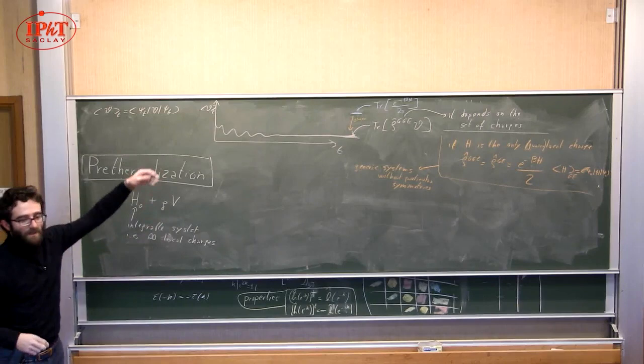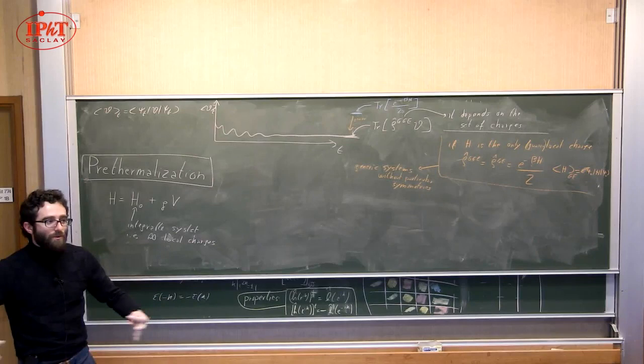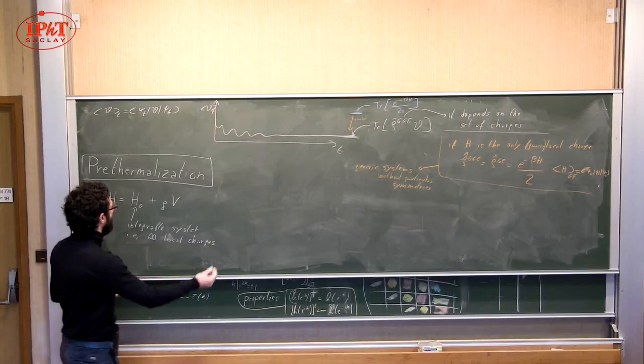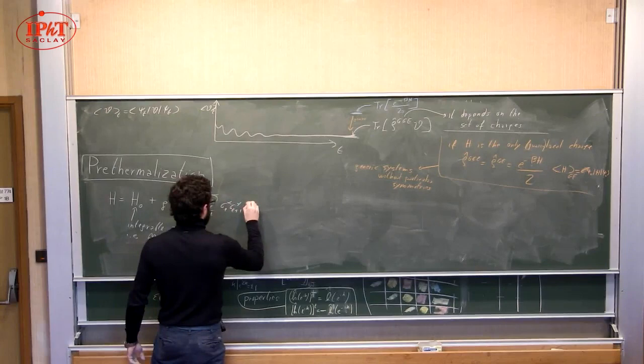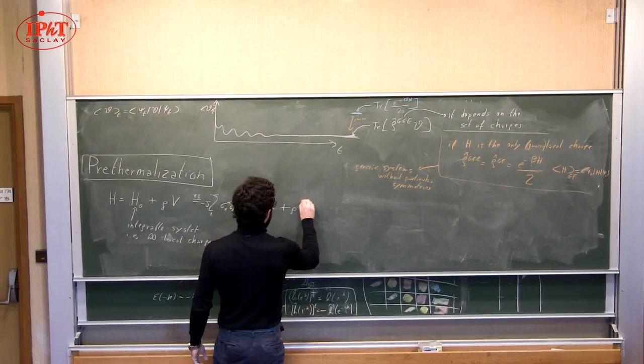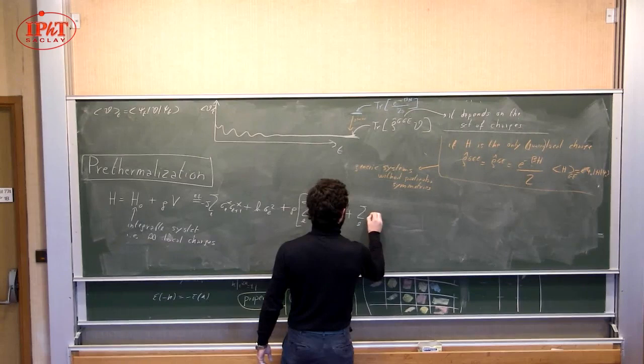This V can be whatever. You can choose your perturbation, and generally what you want to do is break all the symmetries. So you want this to be a completely generic Hamiltonian. A simple example: H0 is the Hamiltonian of the Ising model. I write it again. And then we could add a perturbation like a next-nearest-neighbor interaction, for example. We can add a magnetic field in the x direction and whatever you want.